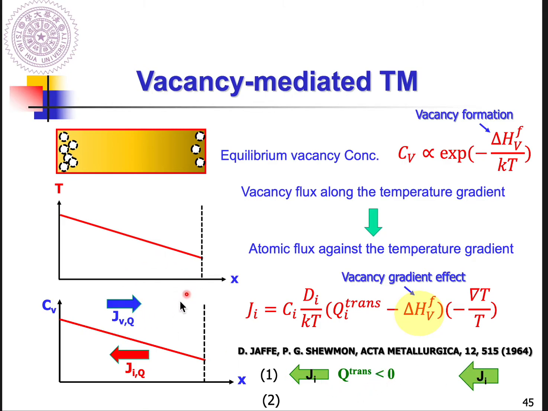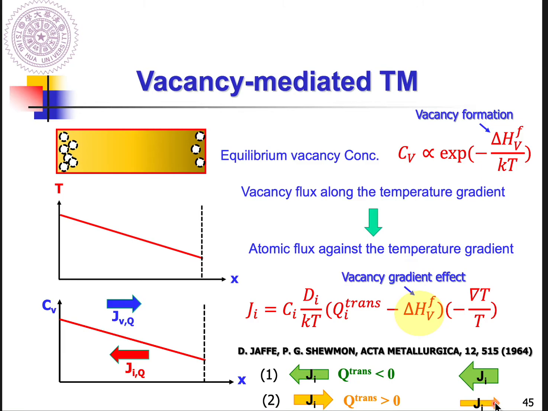But if the heat of transport of this material is positive, that means there is an atomic flux toward the right-hand side, pushing the atoms from high temperature toward low temperature, right? And this direction is totally opposite to the atomic flux driven by the vacancy gradient. So that will cause a smaller atomic flux, because when you sum up these two terms, you will find a smaller atomic flux toward the right-hand side.